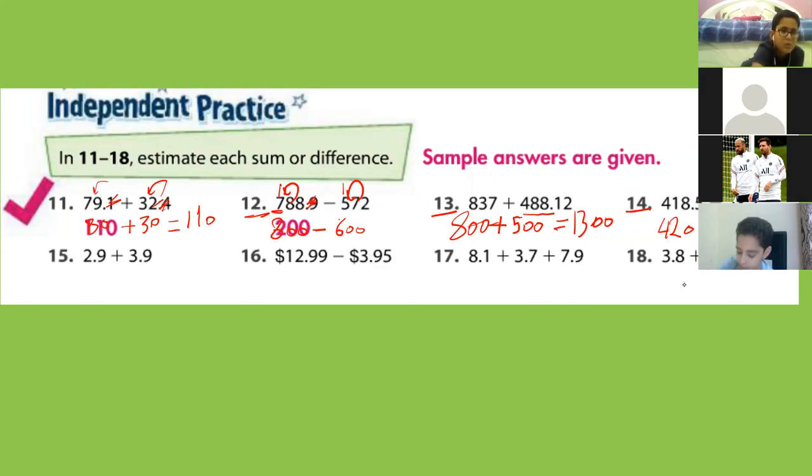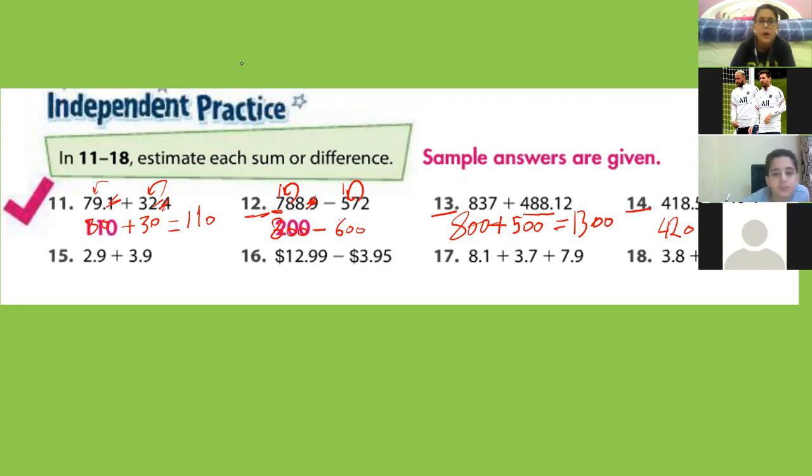Yes, open your mic. Mister, I have a question. Okay, I hear you. Why in the plus you remove like 488.12? Why you remove the 12? Mister, in question number 13, it's 837 plus 488.12. Your question directly. Why, Mister, you remove 12?